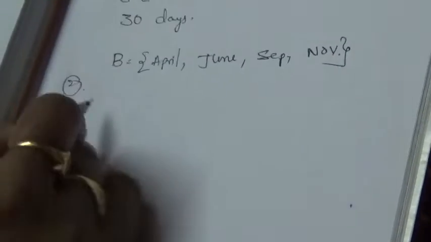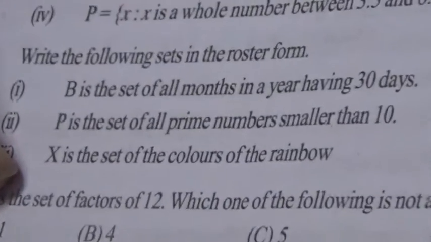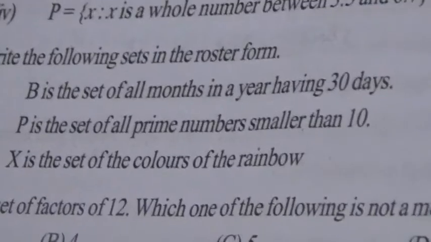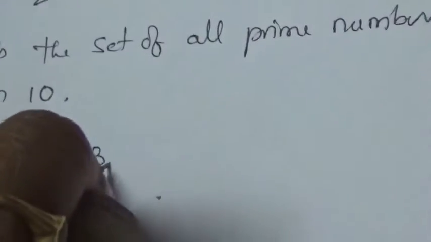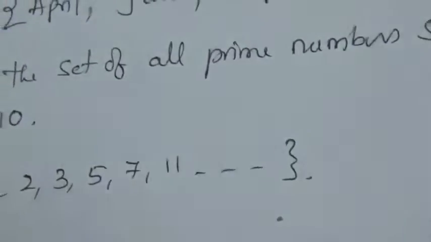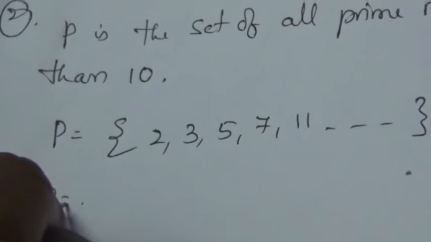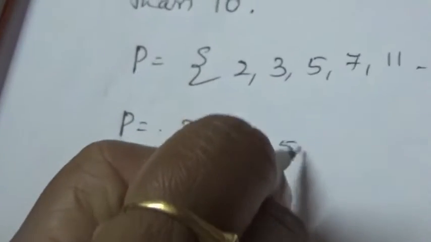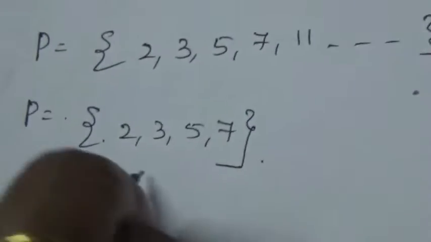Okay, so second question. P is the set of all prime numbers smaller than 10. P is equal to, set of prime numbers means 2, 3, 5, 7, 11 and so on. These all are prime numbers, but less than 10. So P is the set of those which are less than 10, hence 2, 3, 5, 7. Enough. It is the final answer.